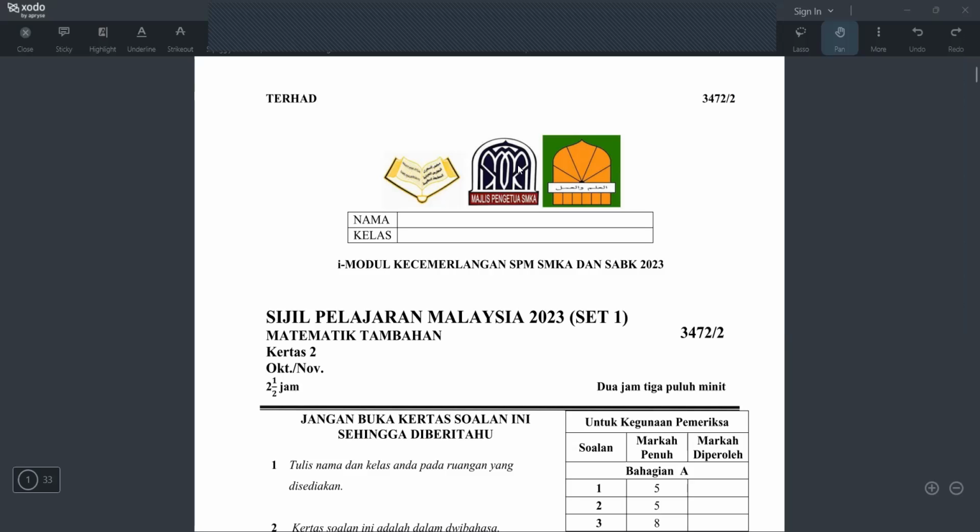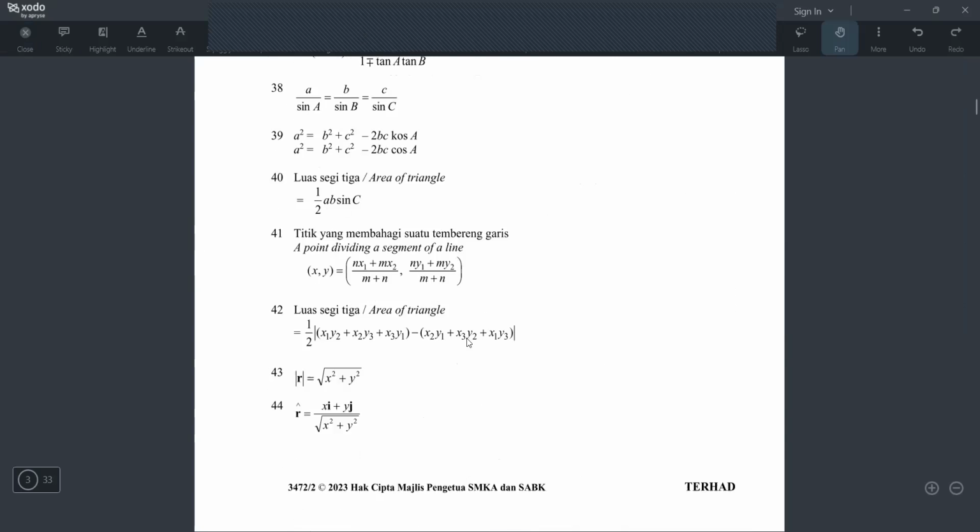Okay, so I'm gonna go through a new paper today. This paper is the Sekolah Agama trial paper. It's the Addmaths paper 2 for trial 2023. Last video I already did the paper 1, so this video I'm doing the paper 2. Okay, so let's go. Okay, this is the formula.